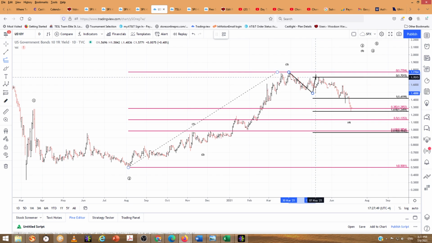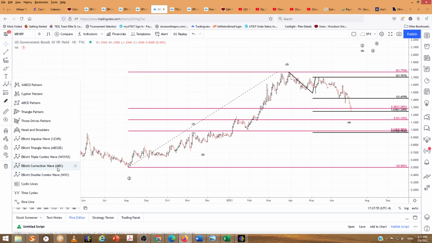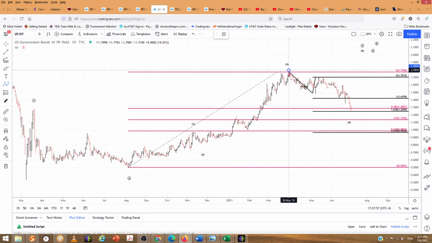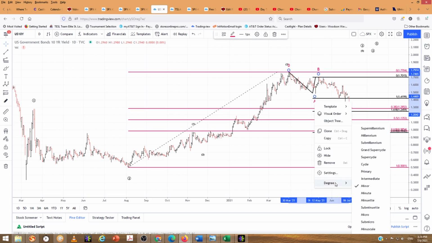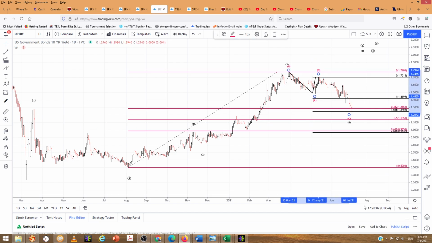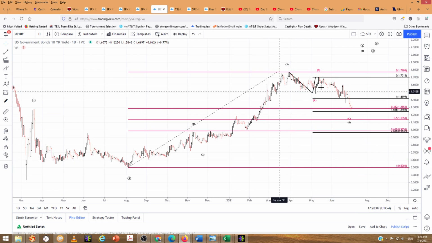I'll put that in there for you guys. Give me a second here on the interest rates, the yields. So we have an A down, a B up, and a C down there. And let me make that a smaller degree of trend. That should not be that big. Let's go with sub-micro. There we go. C is exactly a 1.618 multiple of A, and it falls right in between the 382 and the 50% retracement.